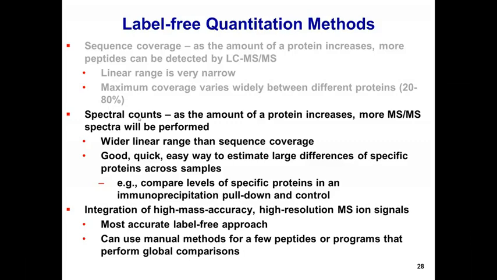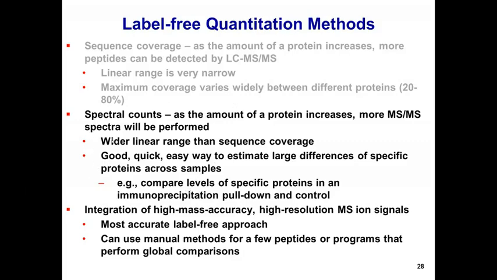Spectral counts is based upon the premise that as the amount of a protein increases, more MSMS spectra will be performed and matched to peptide sequences for that protein. This is a wider linear range. It's very quick and easy to quantitatively compare. However, it is less accurate than most other quantitative methods. Also, it is not very effective at very low concentrations.